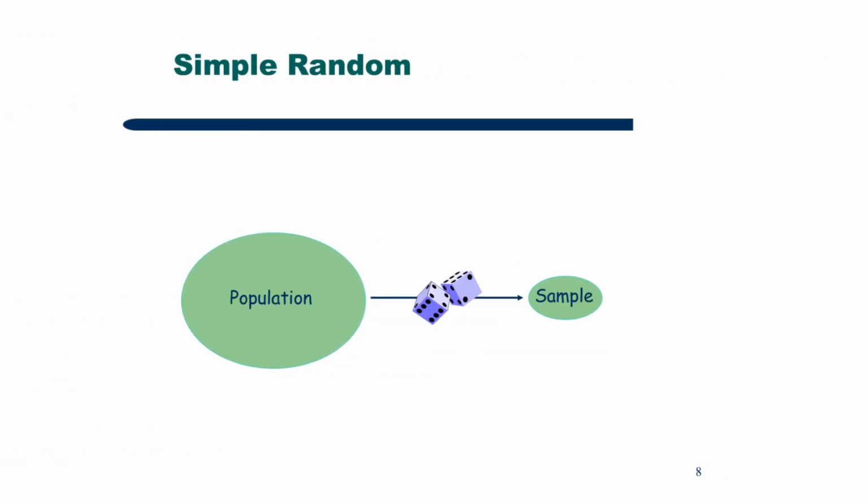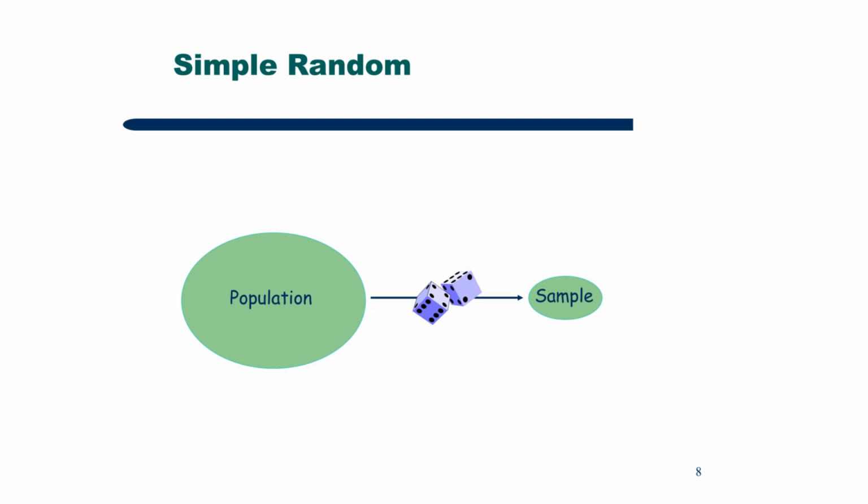Simple random sampling is a basic and widely used sampling method where every member of the population has an equal chance of being selected. Key points. It is like throwing a fair die, completely random and fair. There is no bias in selection if done properly.